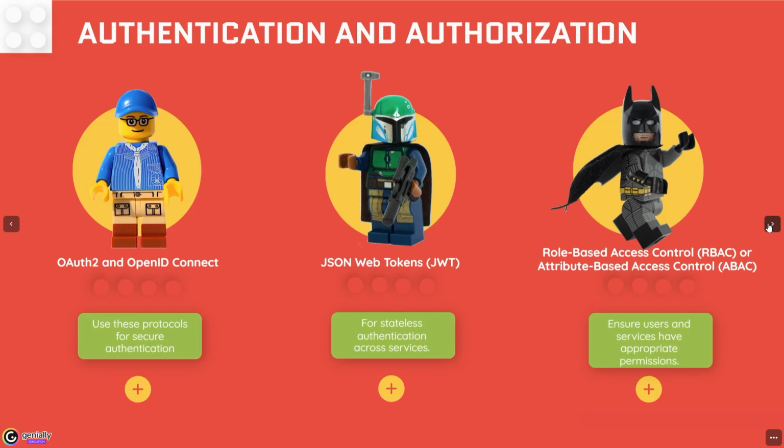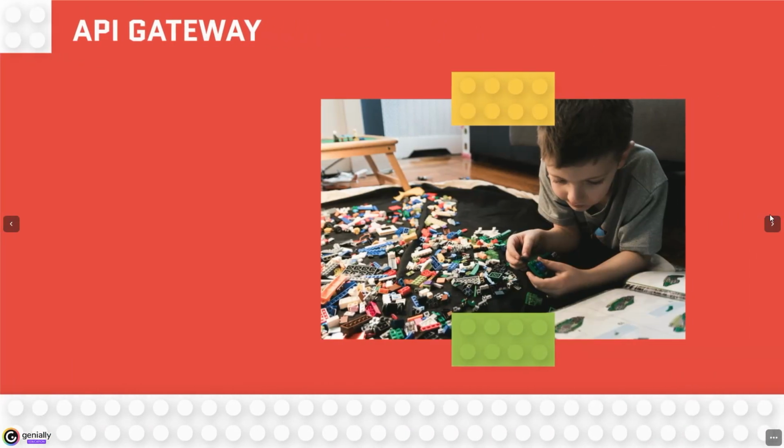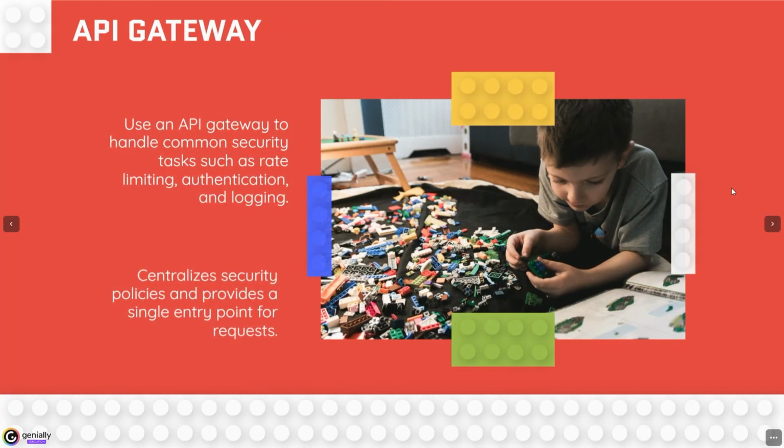Next one is API gateways. So, securing an API gateway is crucial in a microservices architecture as it serves as the entry point for all client requests to your services. Proper security measures ensure that the API gateway can protect the backend services from various threats and vulnerabilities.